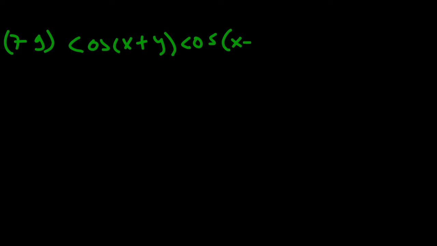Question 7G. Our question is to prove that cos(x + y) multiplied by cos(x − y) is equal to cos squared x minus sine squared y.